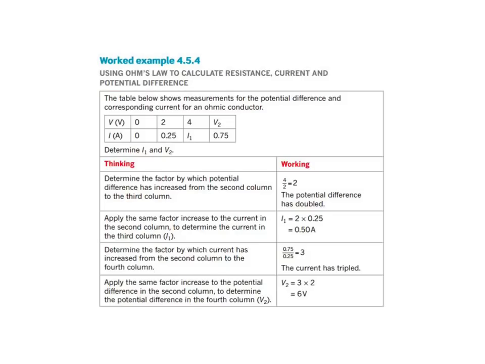Okay, now this is a little bit more of a difficult one. So what we want to do here is use Ohm's law to calculate the resistance, current and potential difference. So on an ohmic conductor, we have the following relationship, V and I. And so what we see is that it's proportional to. Now, these values here tell us nothing. They give us absolutely nothing. So we need to use two of the number values here.